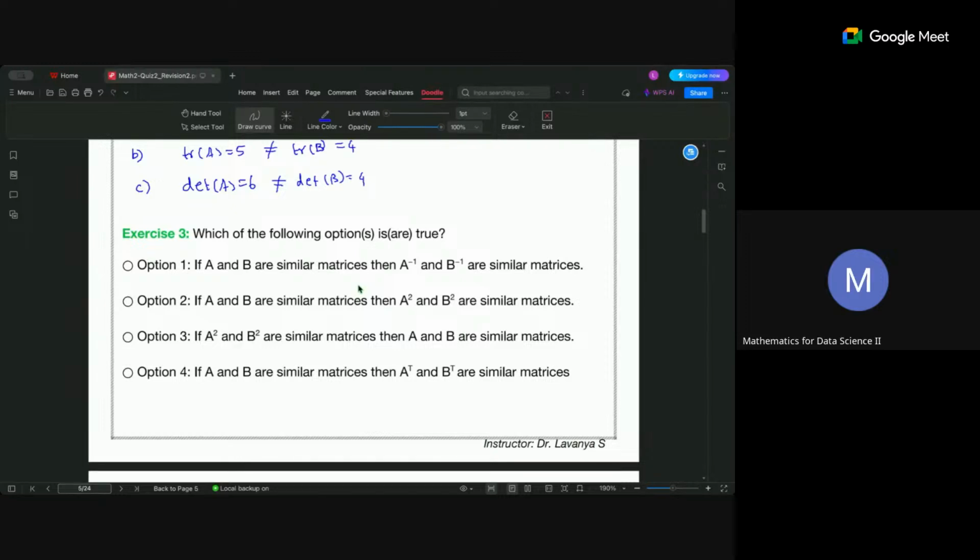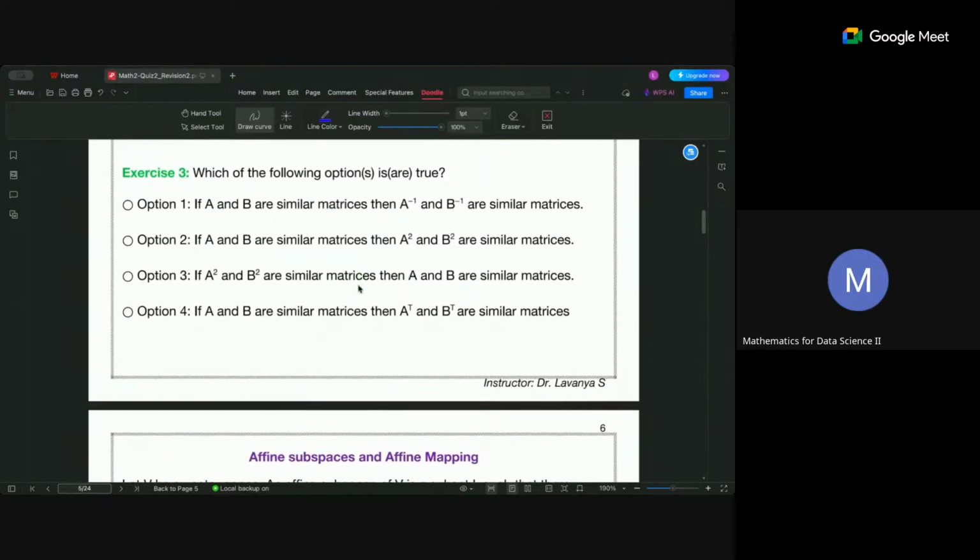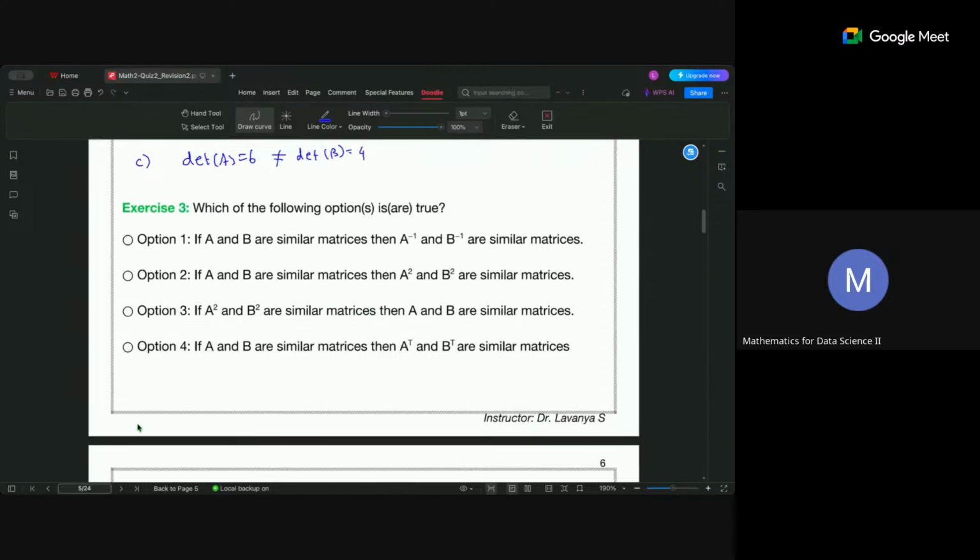True, ma'am. It is very straightforward to see, in fact. So how to see it? If you know that A and B are similar, you have that B is equal to P inverse AP. So just take the inverse on both sides. Then what will you get? You get B inverse is equal to P inverse A inverse P.